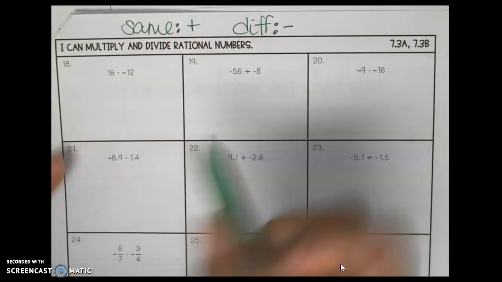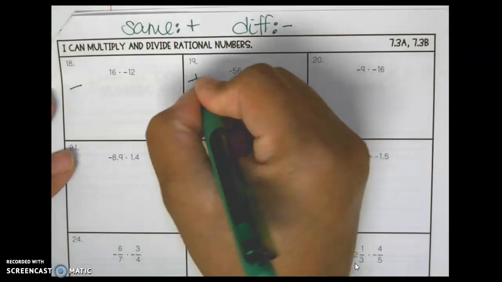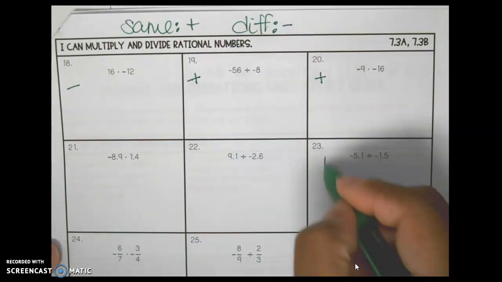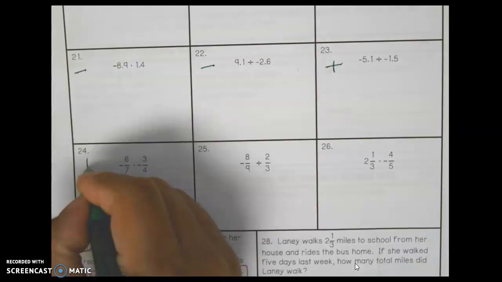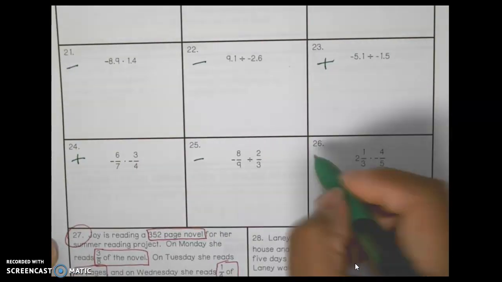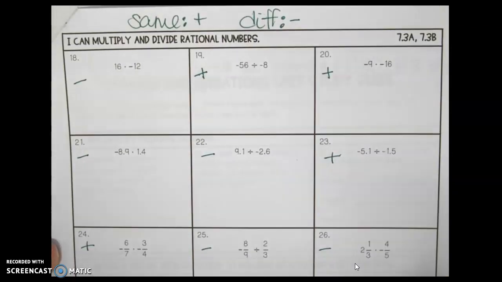So these are different signs. This will be negative. Same signs, this will be positive. Same, positive. Same, positive, different, negative, different, negative. Same, positive, different, negative, different, negative. Then I will operate as it says.